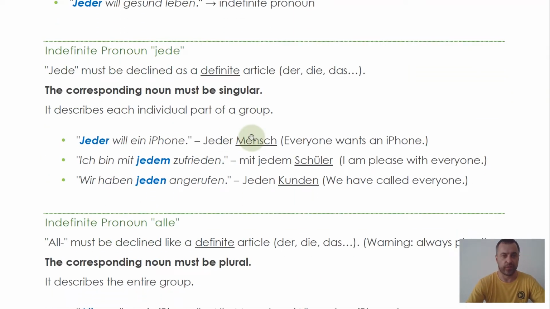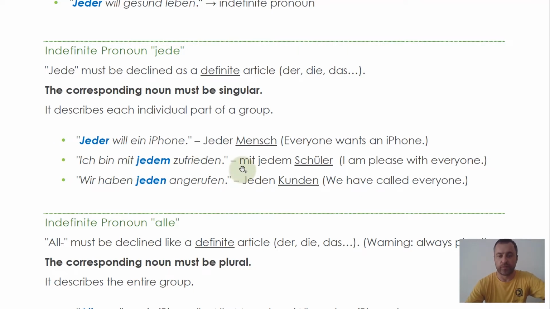And the indefinite pronoun jeder. We start with this one. We decline this one like a definite article. I told you that already. And the thing here is the corresponding noun must be singular because it always describes each individual part of a group and never the group as a whole. Jeder will ein iPhone. So jeder Mensch. So everyone wants an iPhone. We describe that every single person in this group wants an iPhone. So jeder Mensch, every single one, every single part of a group.